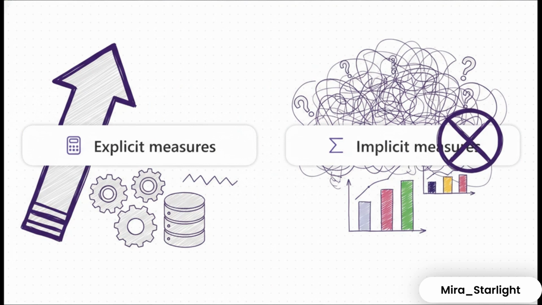Now, inside those fact tables, you have a choice. You can be lazy and just drag a column onto a chart and let Power BI guess what you want. That's an implicit measure. Or you can write your own formula using DAX, which is an explicit measure. Please, always create explicit measures. It's the only way to guarantee that total sales means the exact same thing in every report every time. It gives you control and consistency.